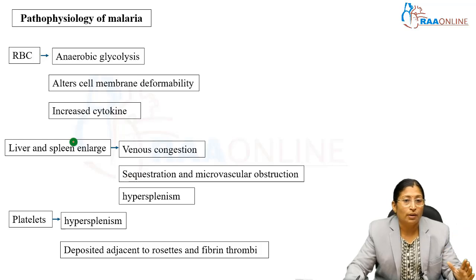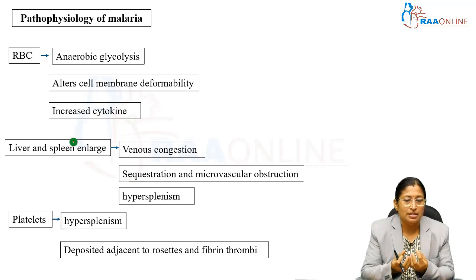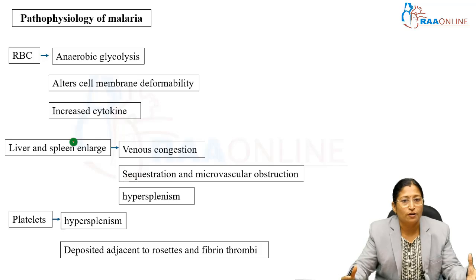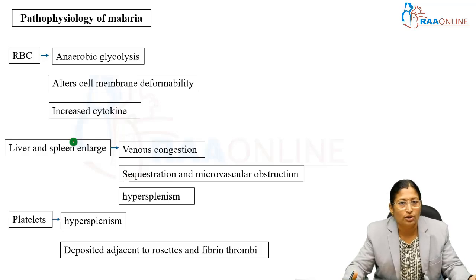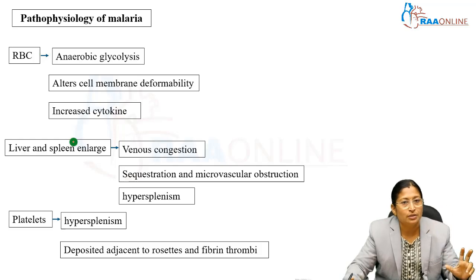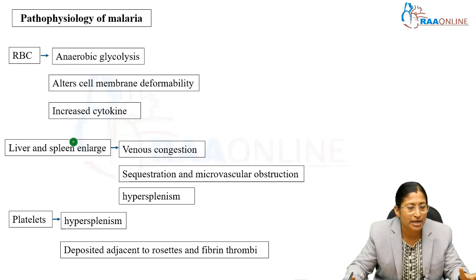Also, there is anaerobic glycolysis. Within the RBCs, the organism undergoes anaerobic glycolysis. There is increased production of lactate and acidosis. Lactic acidosis can also occur, and because of the anaerobic glycolysis, the patient can also present with symptoms of hypoglycemia.